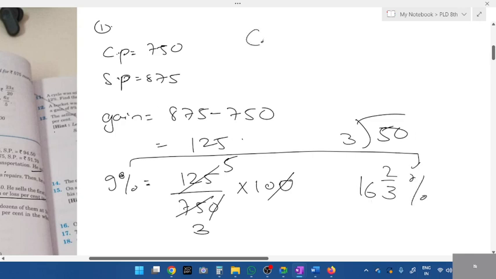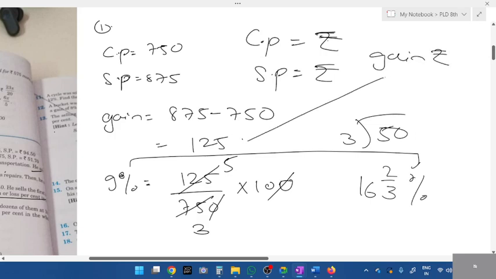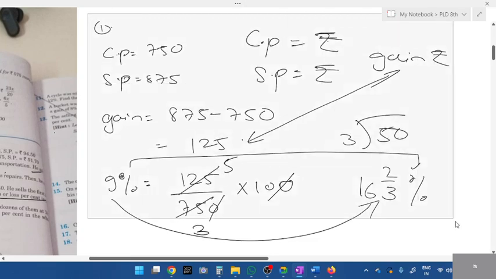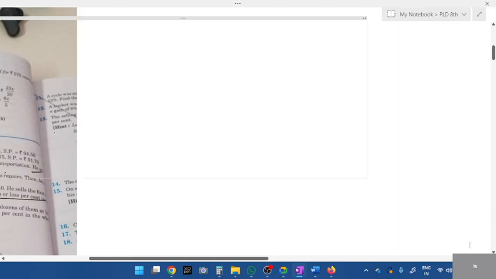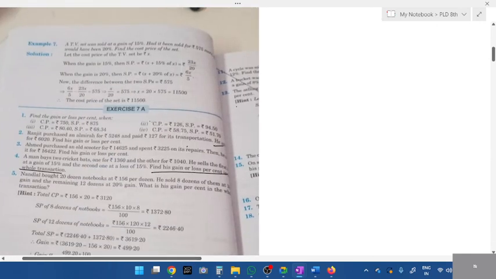Fine. So cost price will be in rupees, students. Remember all the units. Cost price rupees. Selling price also will be in rupees. Gain also will be in rupees. But gain percent will be in percentage. Don't write, practice it later. If you all know, fine. Next. What about the next question?